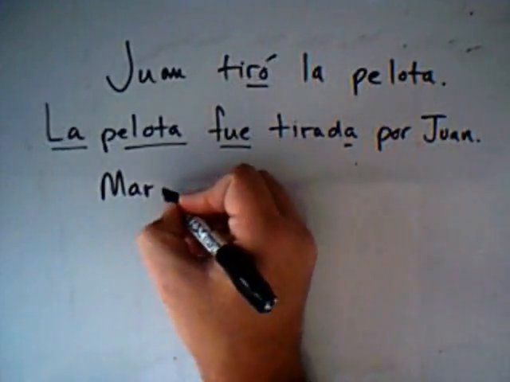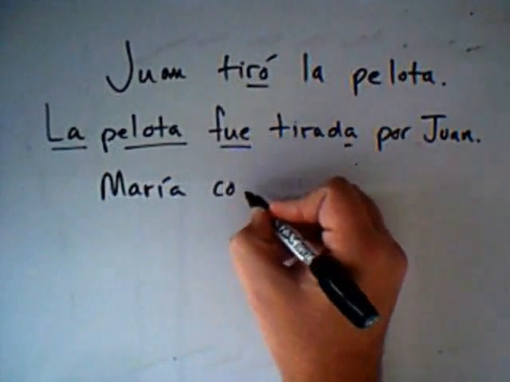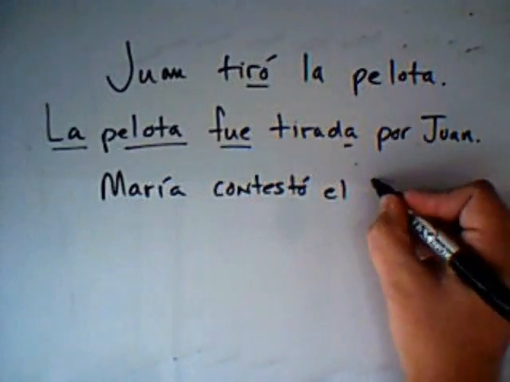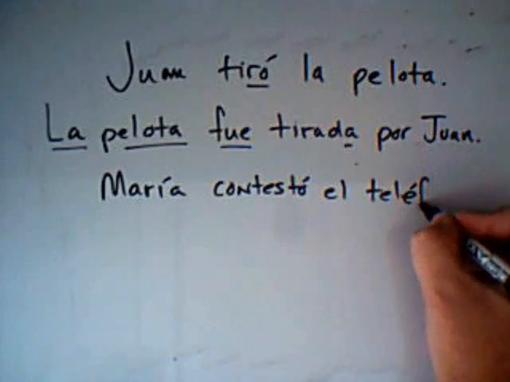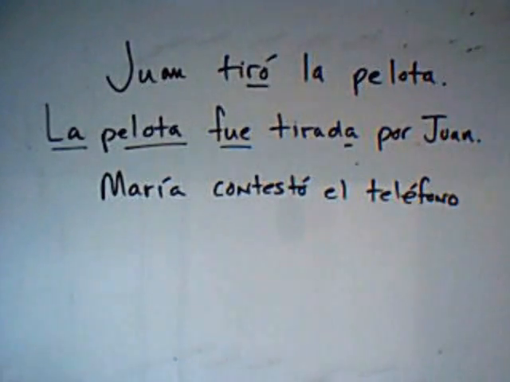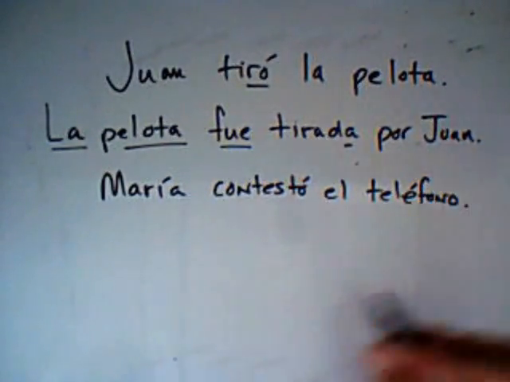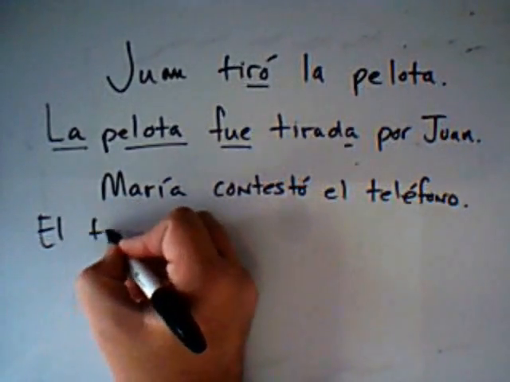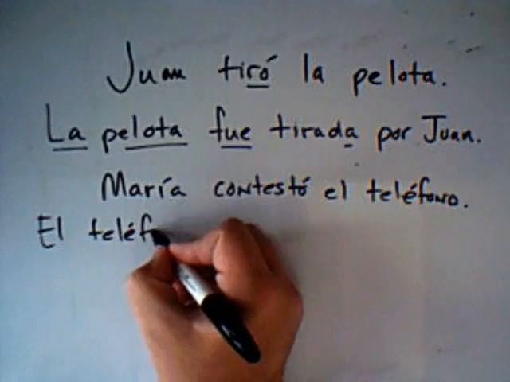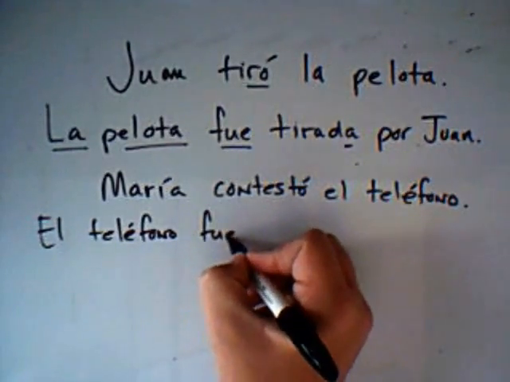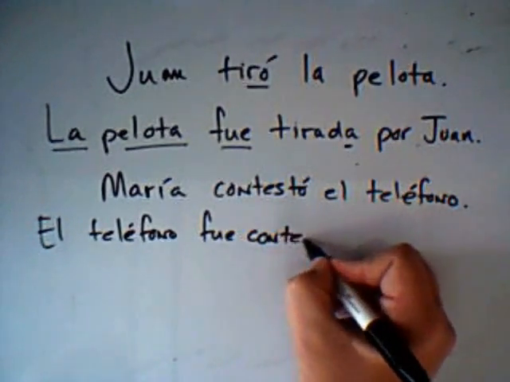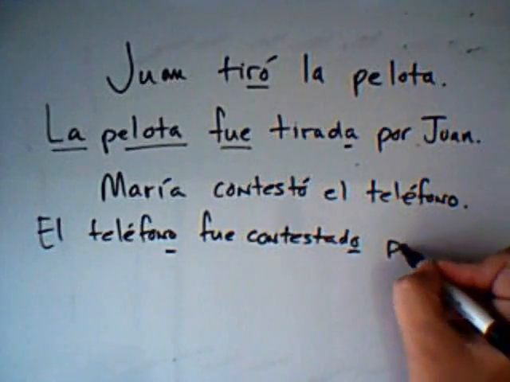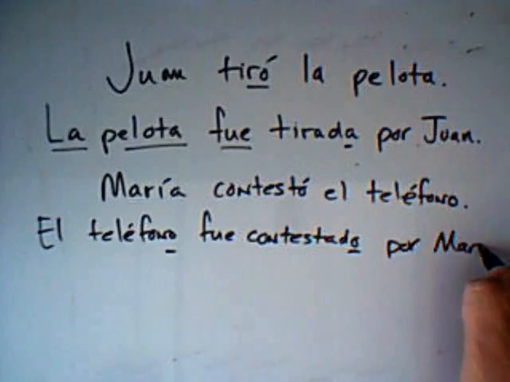Maria, in the active voice in Spanish, answered the phone, contestó, preterite form, el teléfono. María contestó el teléfono. Okay? And the passive voice would be el teléfono. I think it sounds horrible, but el teléfono fue contestado, masculine forms, por María at the end.